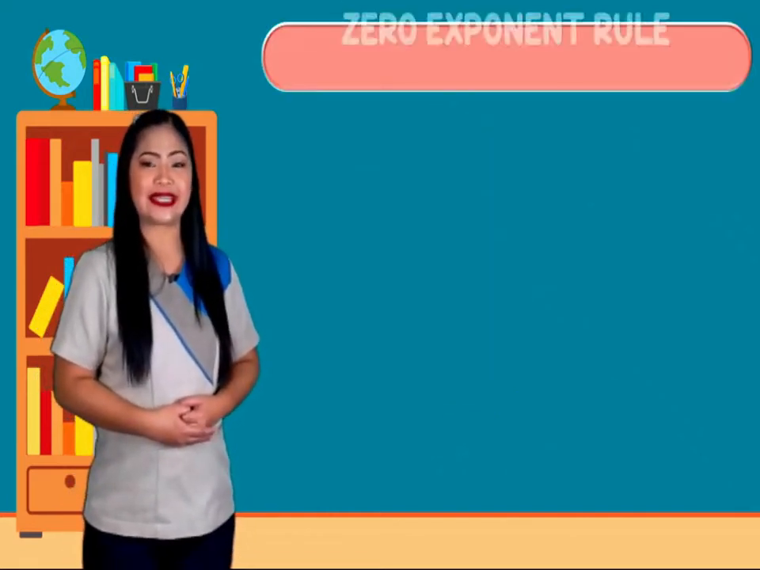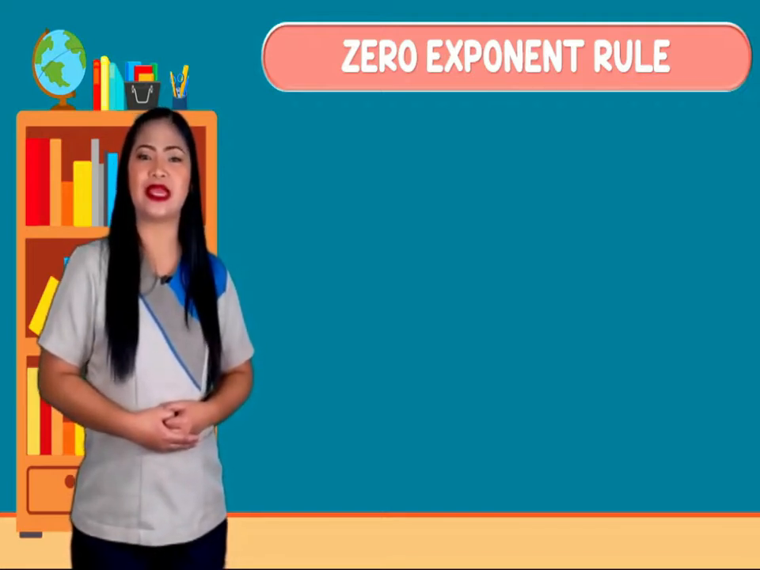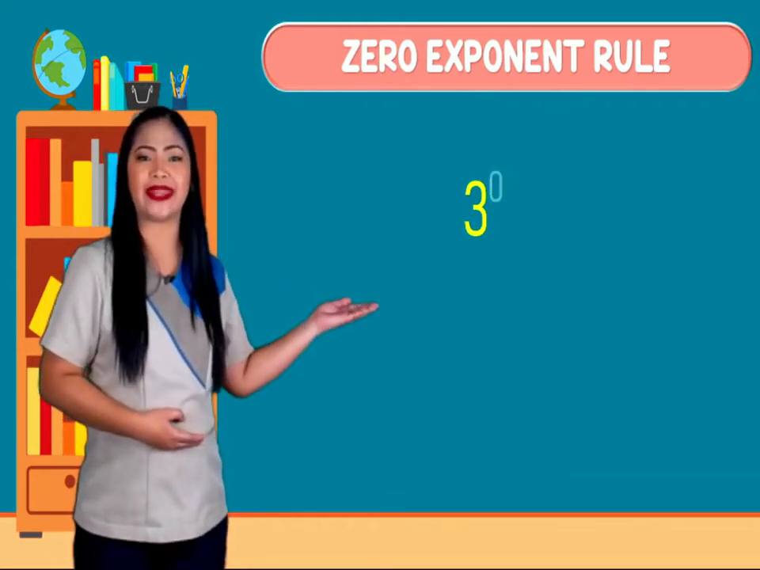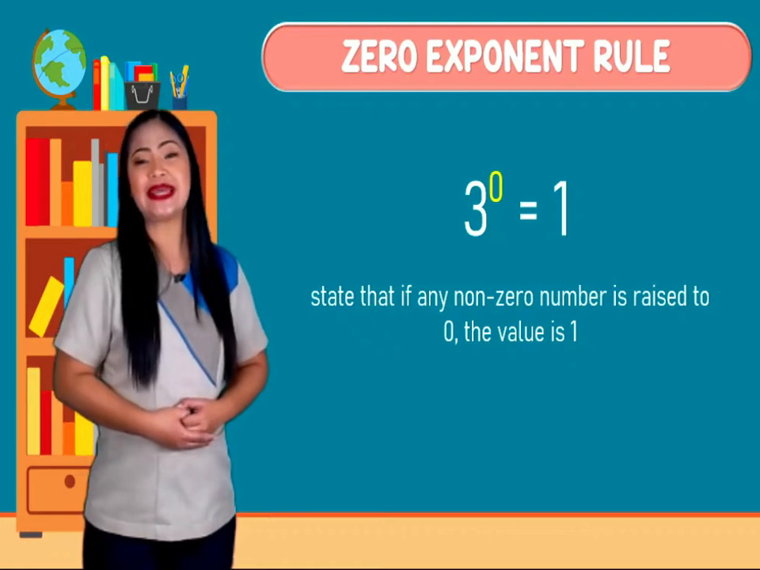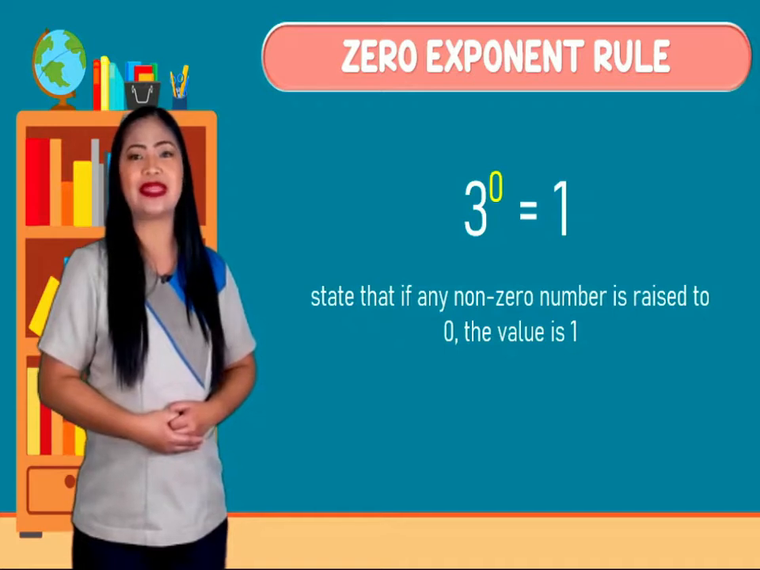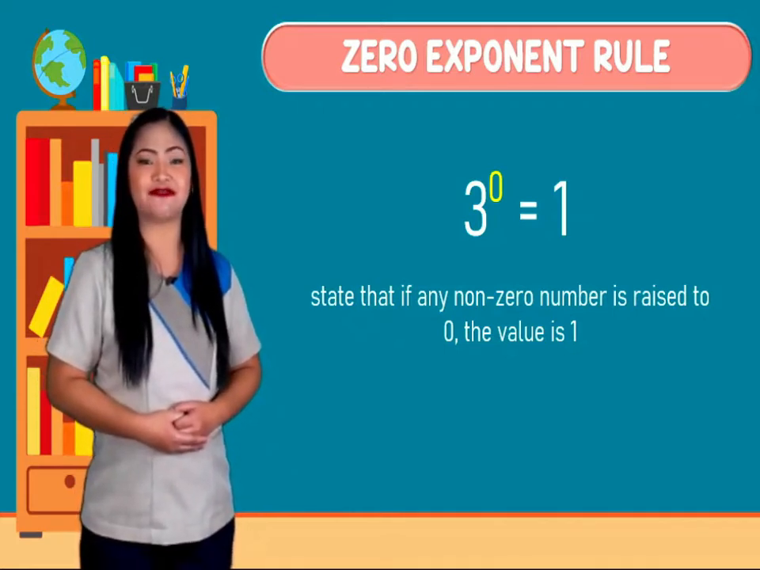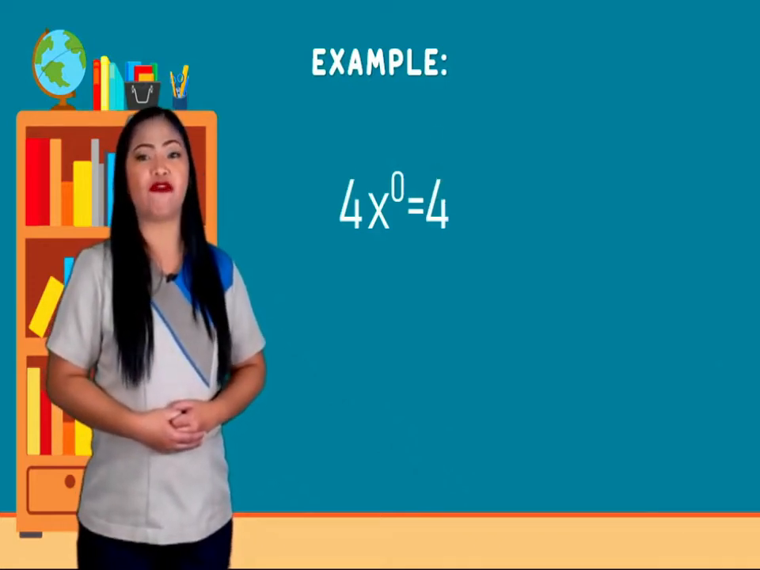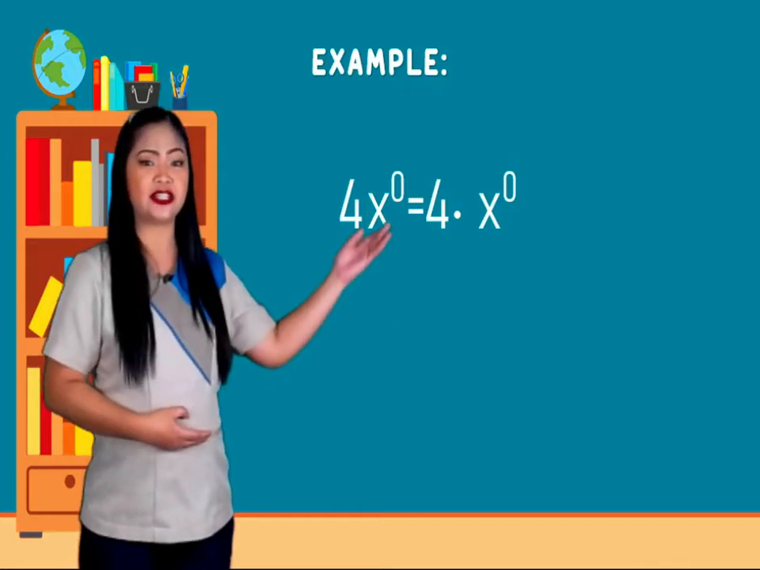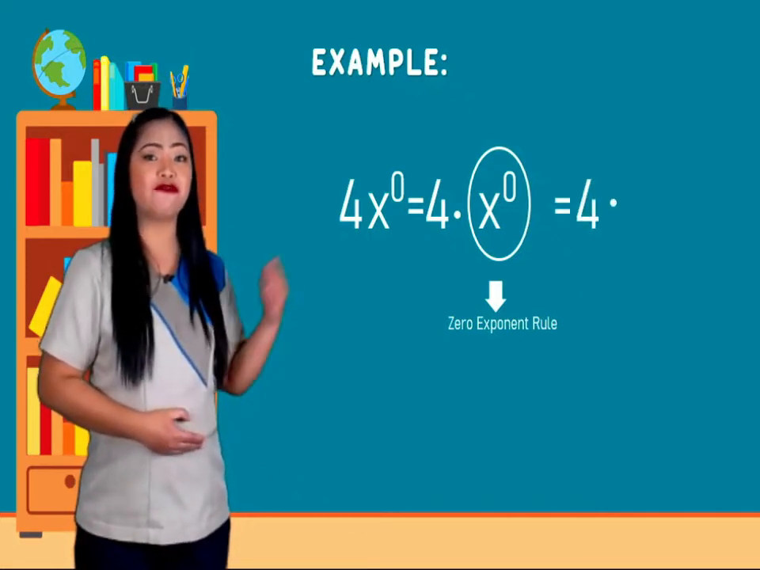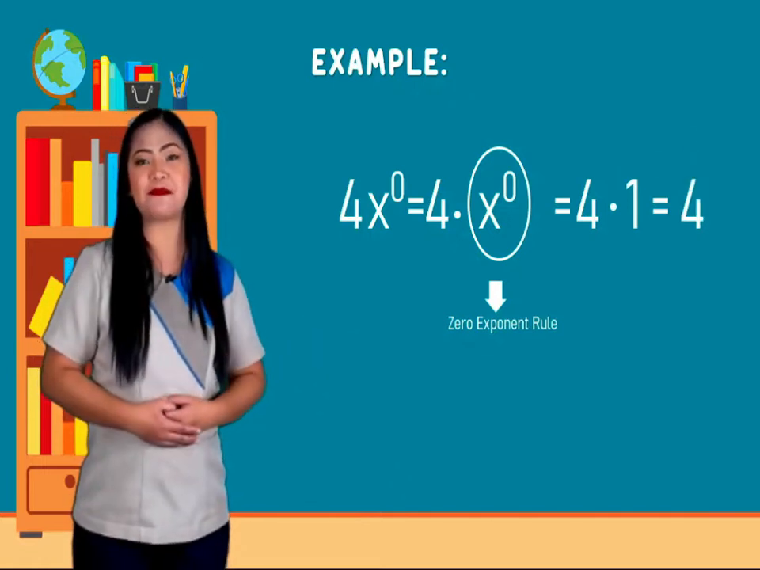Next is what we call the zero exponent rule. If we have 3 raised to 0, this is equal to 1. Because the zero exponent rule states that if any non-zero real number is raised to 0, the value is 1. For example, 4x raised to 0 is equal to 4 times x raised to 0. x raised to 0, applying the zero exponent rule, will be equal to 1. So that will be 4 times 1, which is simply 4.